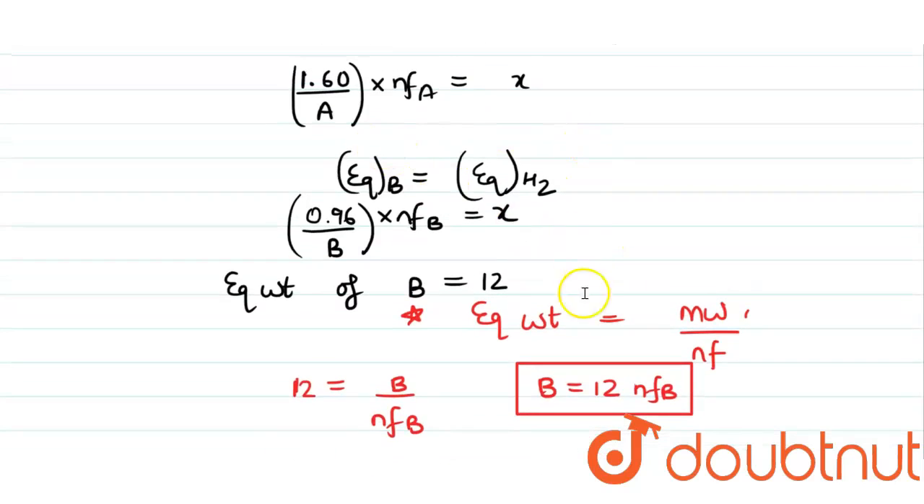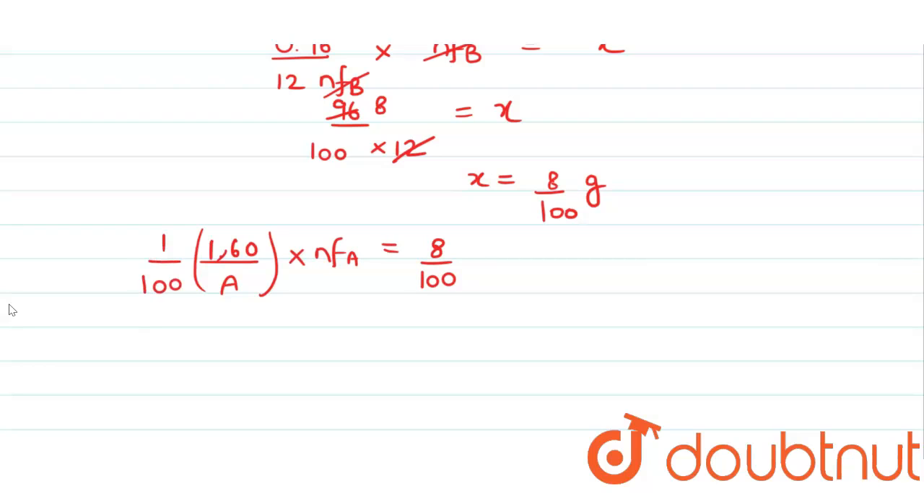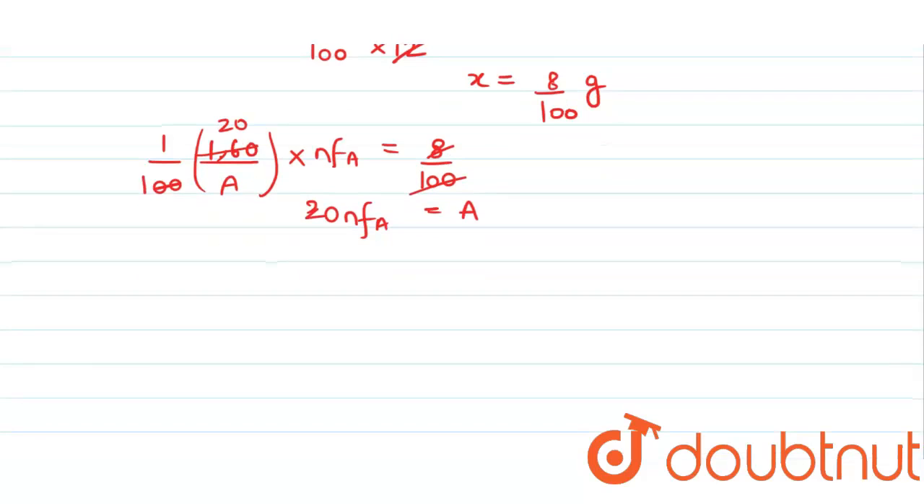Then we will use the same thing in this formula over here. We have got 1.60 upon A into n factor of A is equal to X. So X is 8 upon 100. So we'll cut this, we get 1 upon 100 over here. 100 gets cancelled. 8, 20. So 20 into n factor of A is equal to capital A. So 20 is equal to A upon n factor of A.